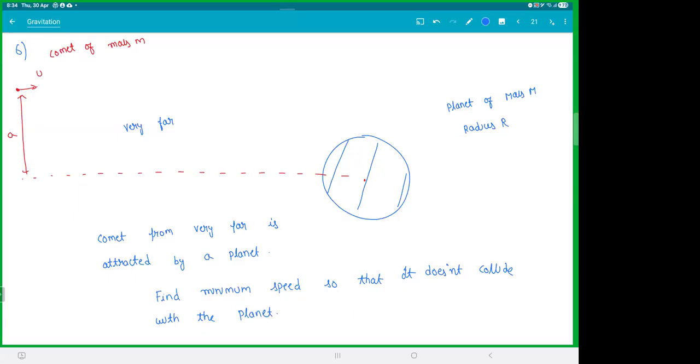Hope the question is clear. Give it a try. Obviously, someone is asking, what kind of question is this? The planet is fixed. Let's not move the planet. I hope the question is clear. Anyone not clear with the question, please ask me.